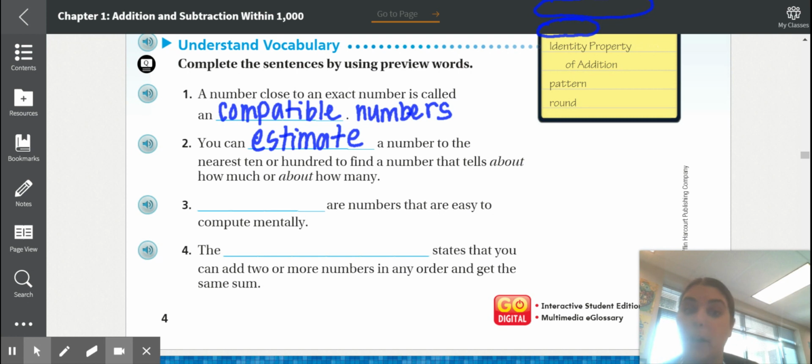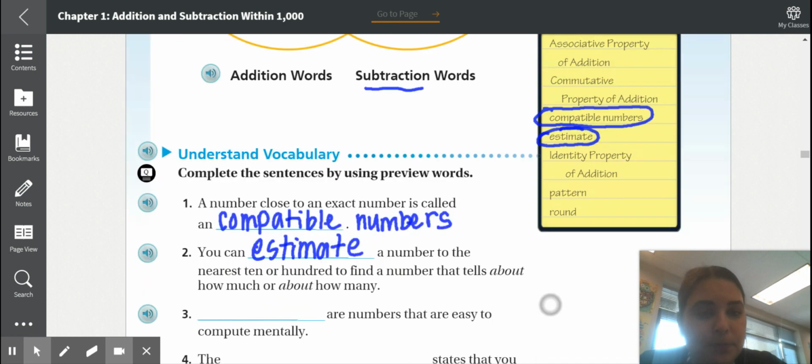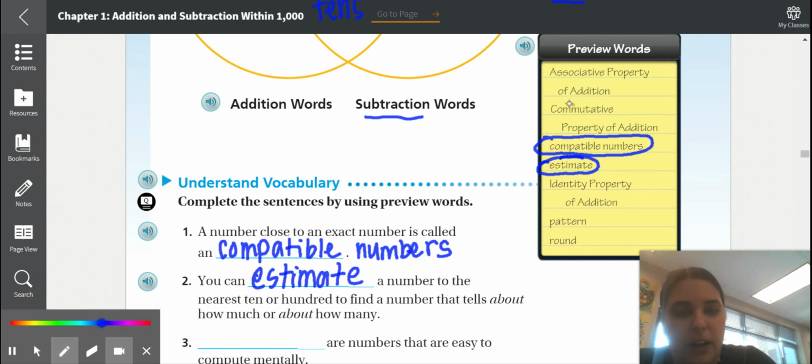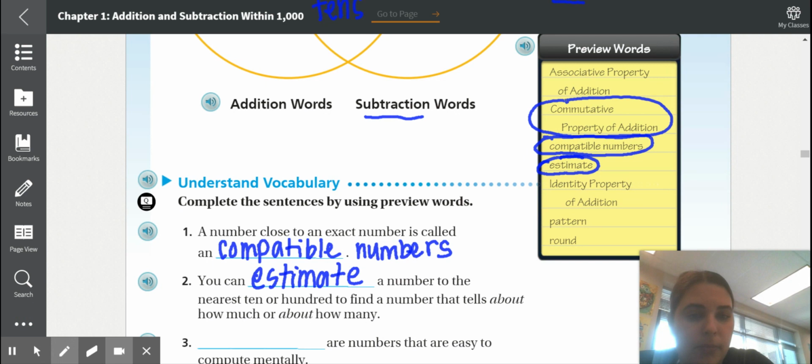We're going to skip to number 4 because we're going to talk about this one today. The blank states that you can add 2 or more numbers in any order and get the same sum. Okay, this is called the commutative property of addition. Let's say that again. Commutative property of addition. And it means that I can take any numbers and put them in any order and get the same sum. So let's do an example here.